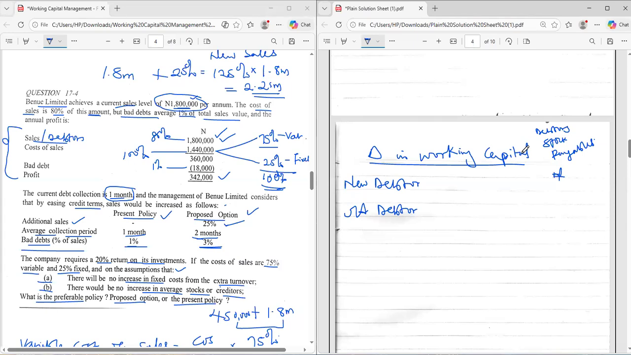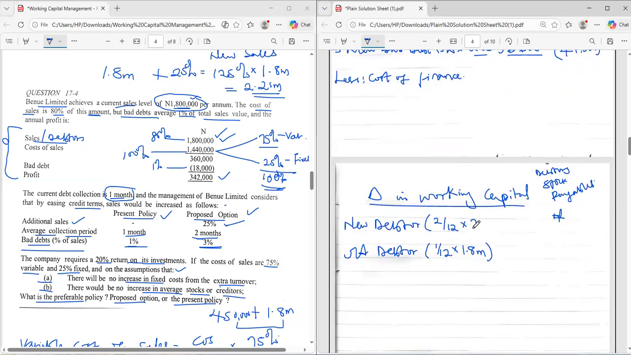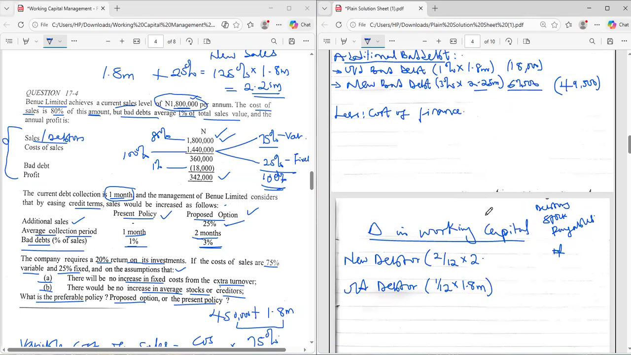So what's our old debtor? Debtors are allowed 1 month. Let's look at the current debt collection, it is 1 month, not 1%. So our current debtor is 1 month over 12, of the amount 1.8 million. That's our old debtor. Then our new debtor will be 2 divided by 12, because it's 2 months, multiplied by our sales figure now. Somebody gave it before, 2,025.